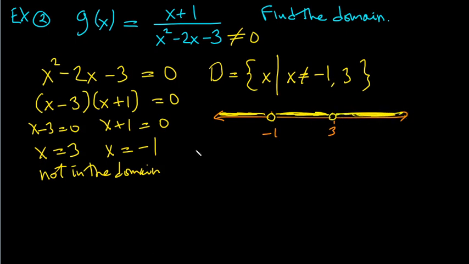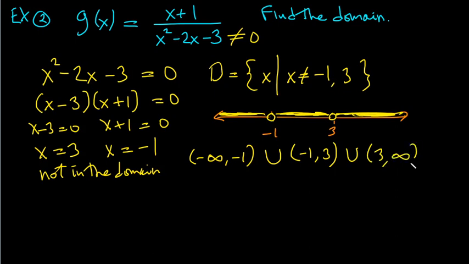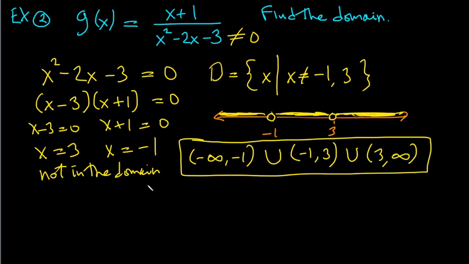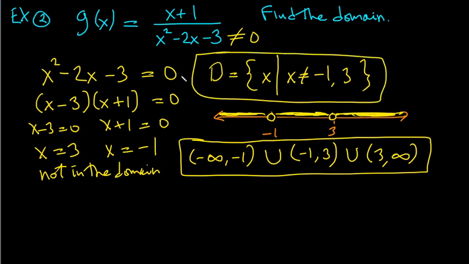Right. So for interval notation, you're going from negative infinity to negative 1, and then union negative 1 to 3, and then union 3 to infinity. Right. So that's the interval notation. Again, it's just all real numbers that are not equal to negative 1 and 3. Right? We're skipping over negative 1, and we're skipping over 3.